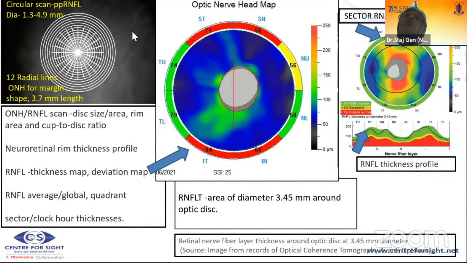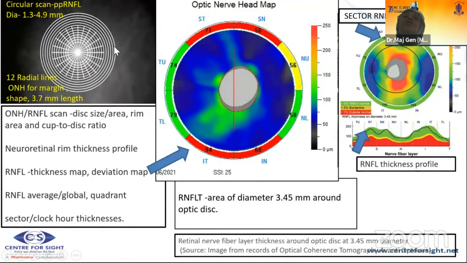Now let's go on to how we obtain the optic nerve head scan, which is a very, very important scan. First of all, you have the circular scans, which can be taken around the optic nerve head, and the radial scans. Mind you, both scans share a common center.